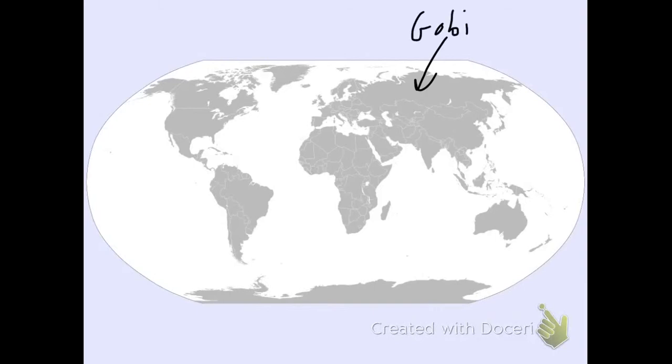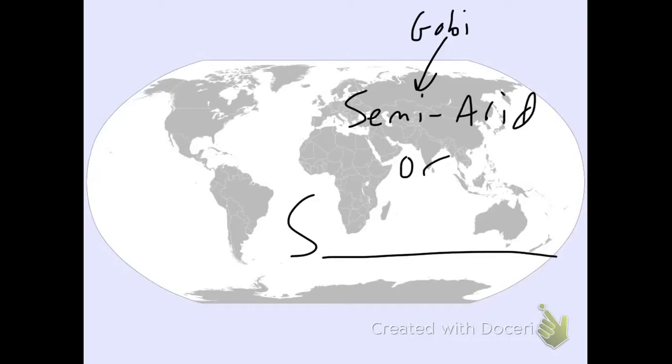So now we return to the Gobi, which is approximately in this position. Now the Gobi is called a semi-arid climate, or also known by an S word. Okay, this is steppe.